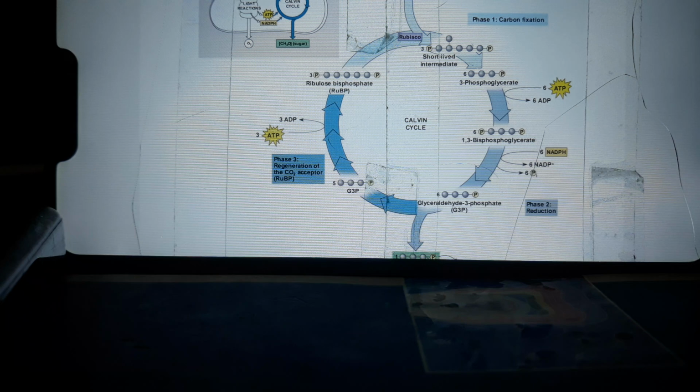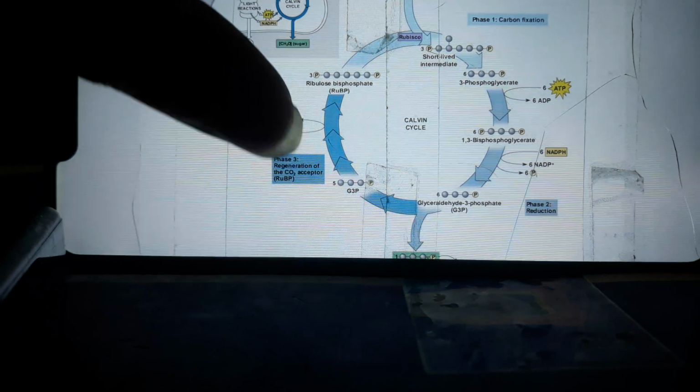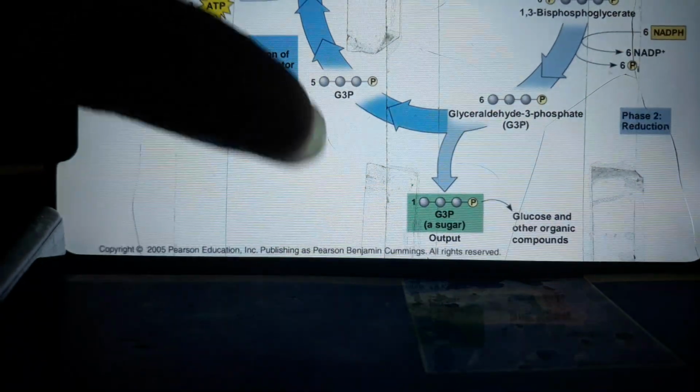And then you have the input of carbon entering one at a time, where phase 1 is carbon fixation in the presence of ribulose biphosphate, RuBP. And then you have a short-lived intermediate, again going to 3-phosphoglycerate, with 6 ATP going to ADP, and then 1,3-biphosphoglycerate, and 6 NADPH, giving 6 NADP plus 6 Pi, to form glyceraldehyde 3-phosphate, G3P, and a permanent sugar, G3P sugar, right, as the output.